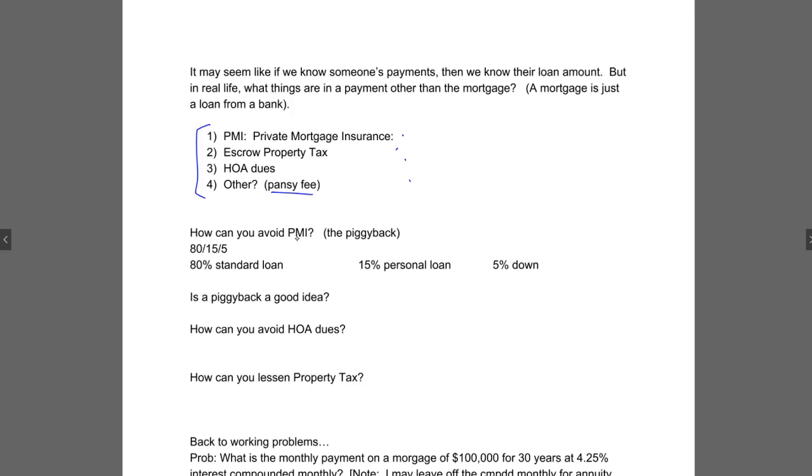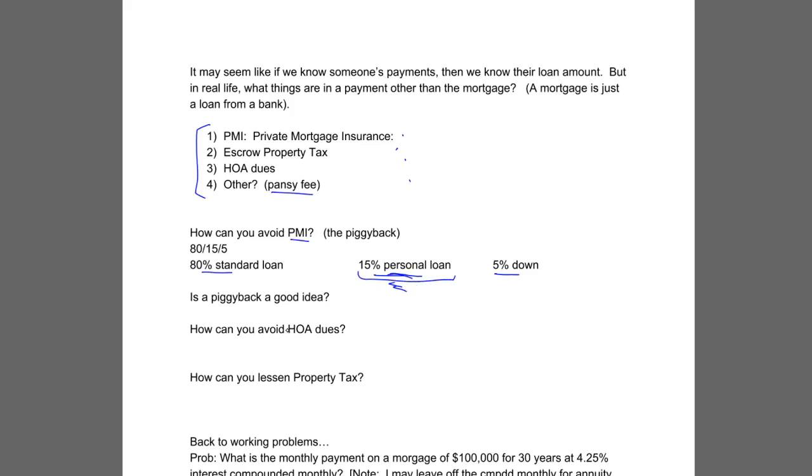If you want to avoid private mortgage insurance, when you go to look at a house, study up, and you can learn that here's one way. You take 2 loans, you put 5% down. PMI only happens if you have more than 80% on the loan, if you put less than 20% down. So if you don't have a lot of money to put down, look into a piggyback, which will have a small personal loan with your standard loan. This will be a higher interest rate, but it will avoid the PMI. Of course, you have a little more risk there on your personal credit.